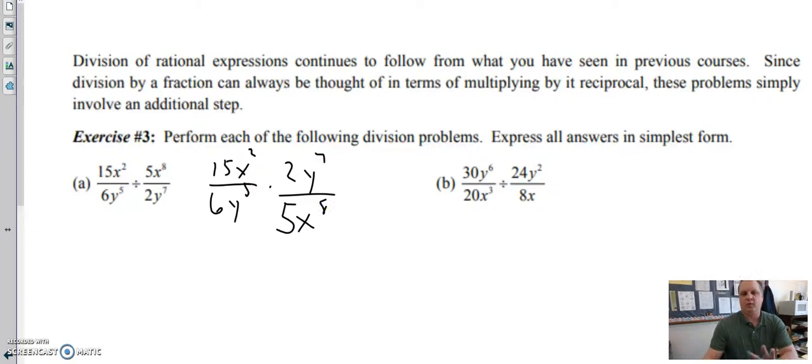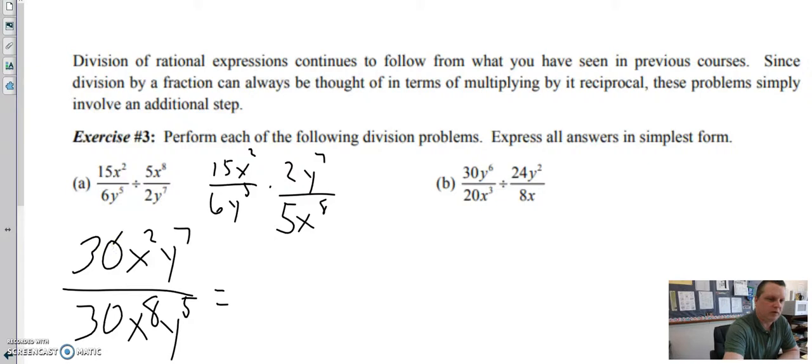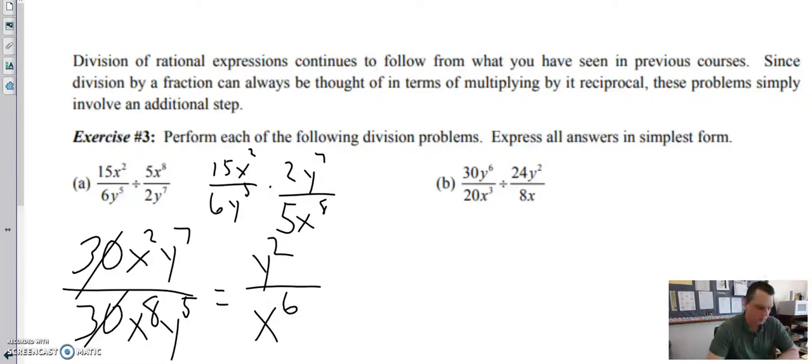Okay? And again, whatever way you want to use, when they're all monomials, single term, we have 30x squared y to the 7th, all over 30x to the 8th, y to the 5th. 30 over 30 is 1, gone. There's more x's in the denominator, x to the 6th. There's more y's in the numerator, y squared. Y squared over x to the 6th. That's it.